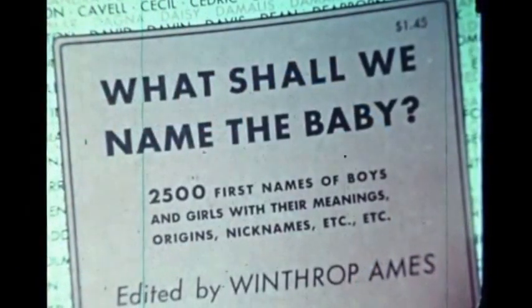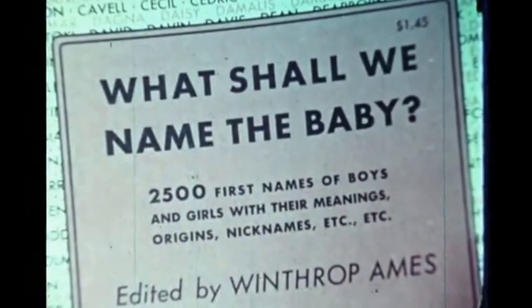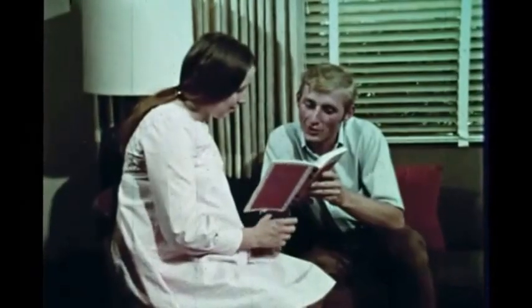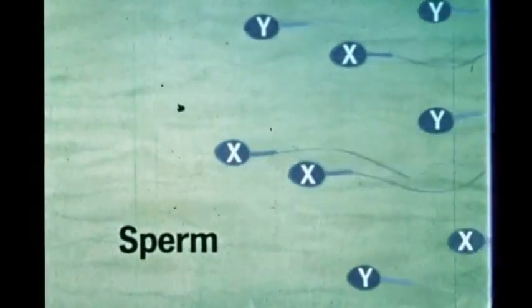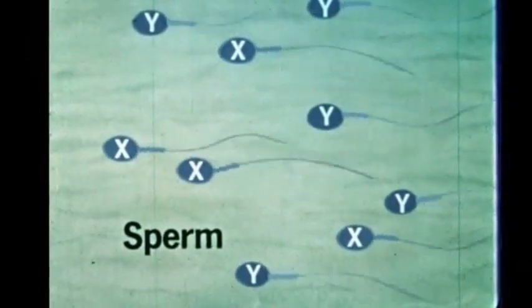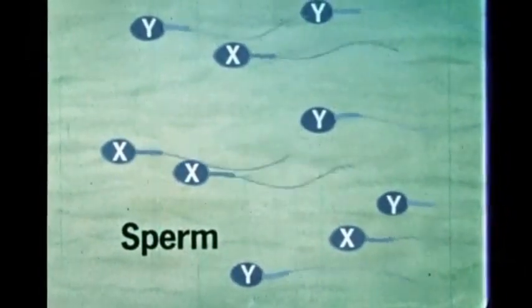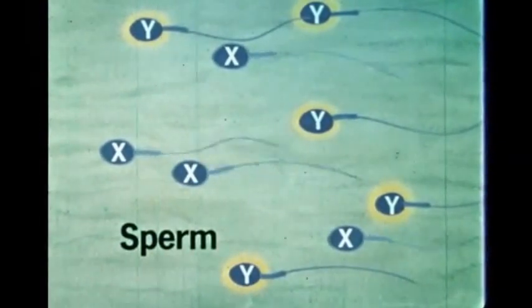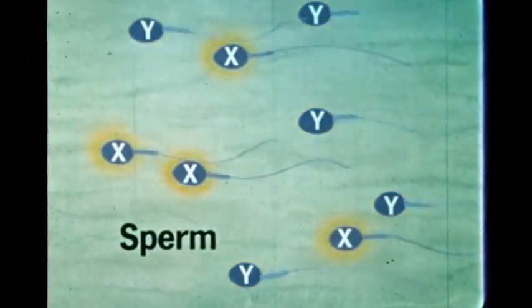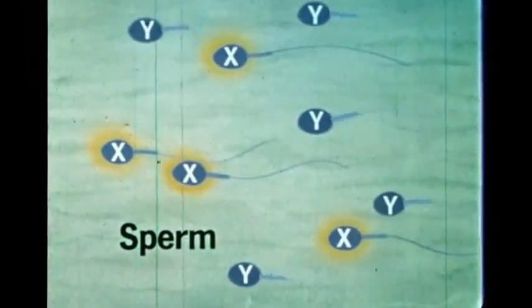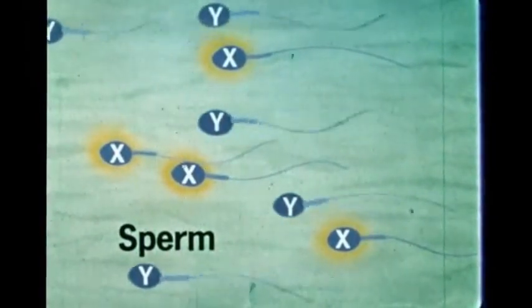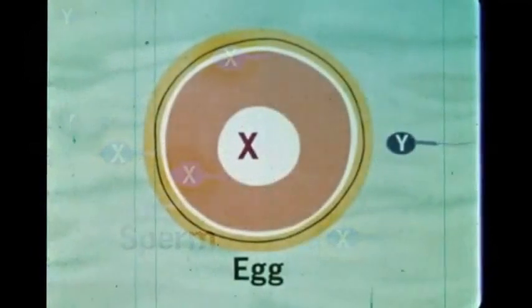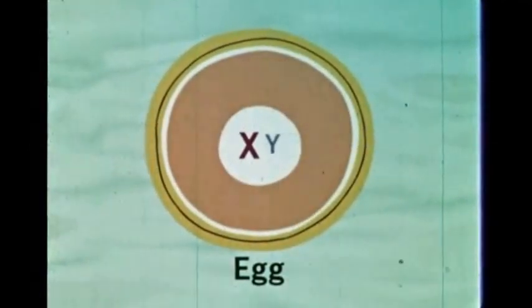Is there any way that a parent can choose the sex of a baby before it is born? Not yet. But someday scientists may be able to predetermine sex before fertilization by suppressing either those sperm bearing the Y chromosome or suppressing those bearing the X chromosome. Those sperms not suppressed will be able to fertilize the egg and determine the sex of the offspring.